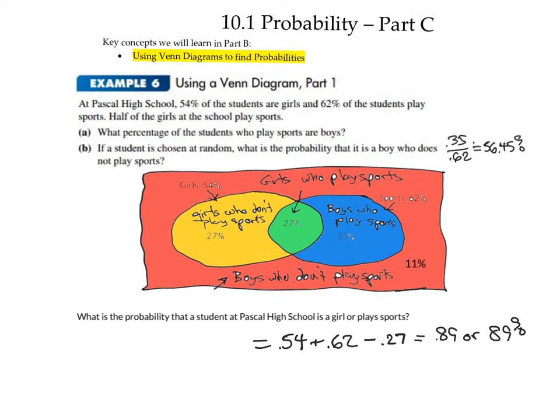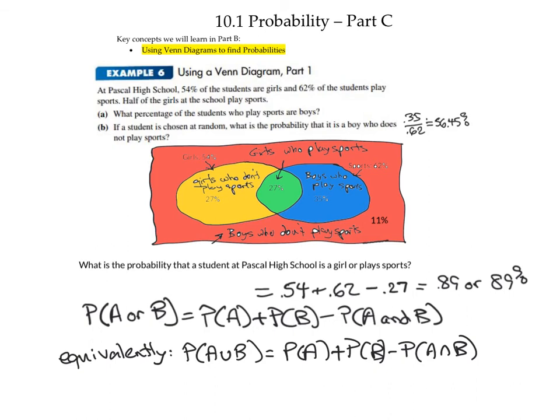And this leads us to the following pretty important rule in math, or at least in probability. The probability that A or B is true is the probability of A plus the probability of B minus the probability of A and B. Or in set notation, the probability of A union B is the probability of A plus the probability of B minus the probability of A intersect B.